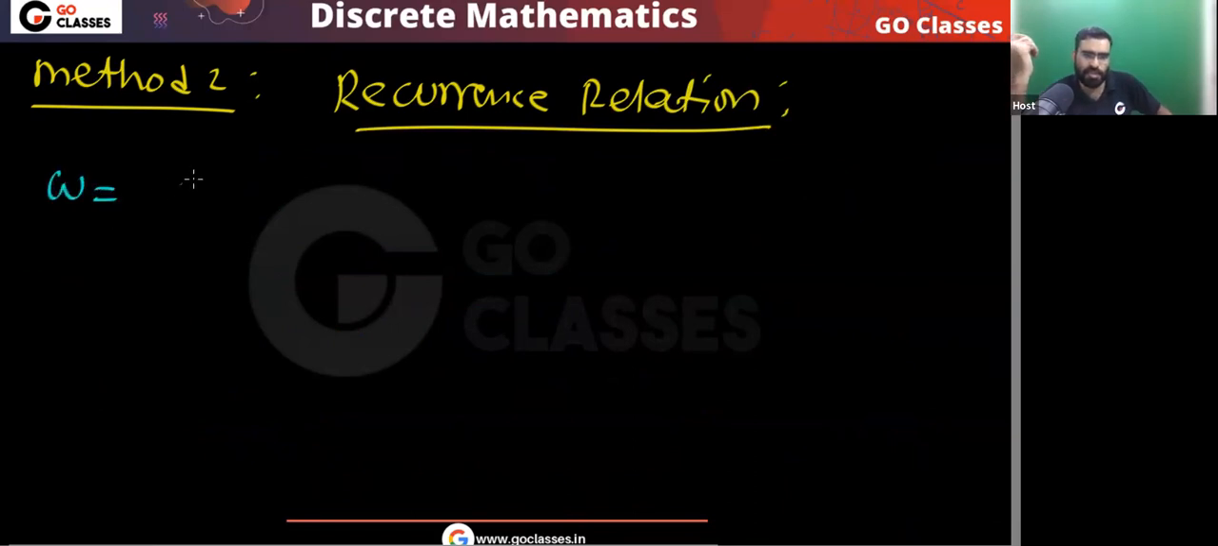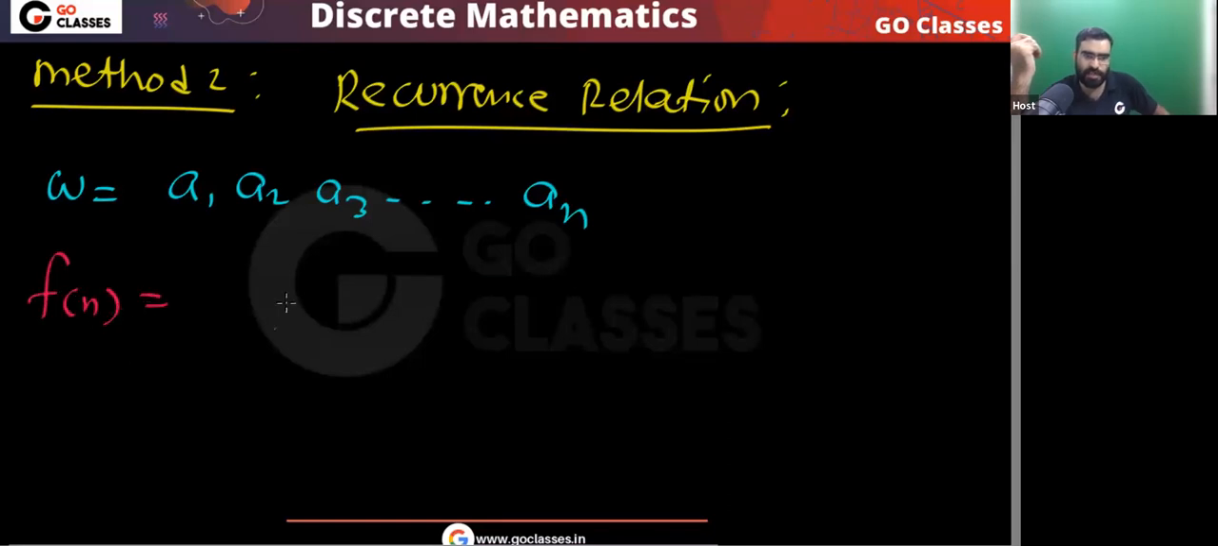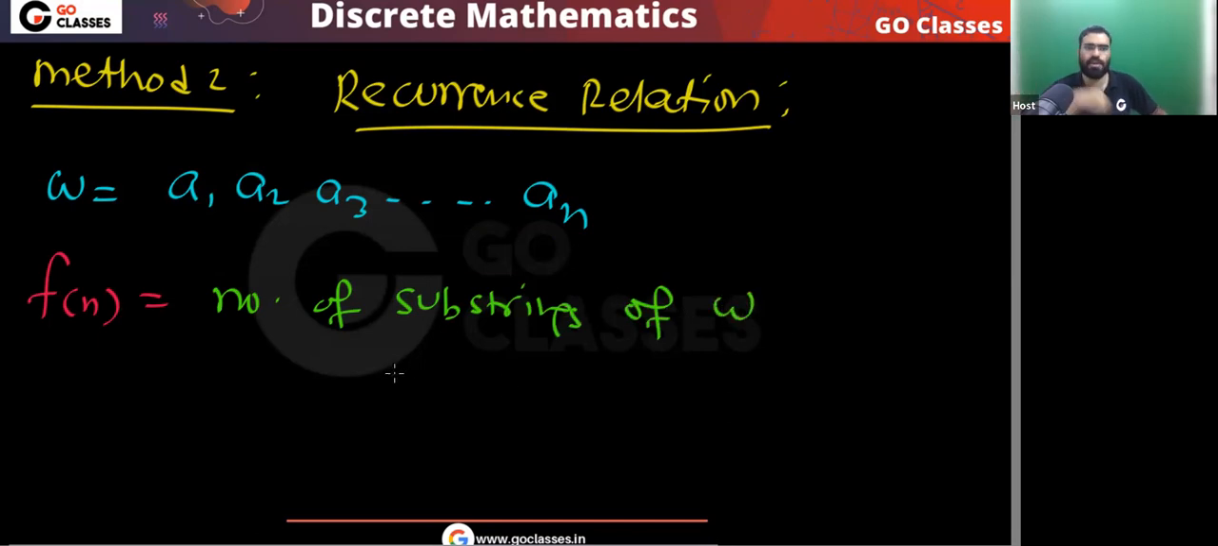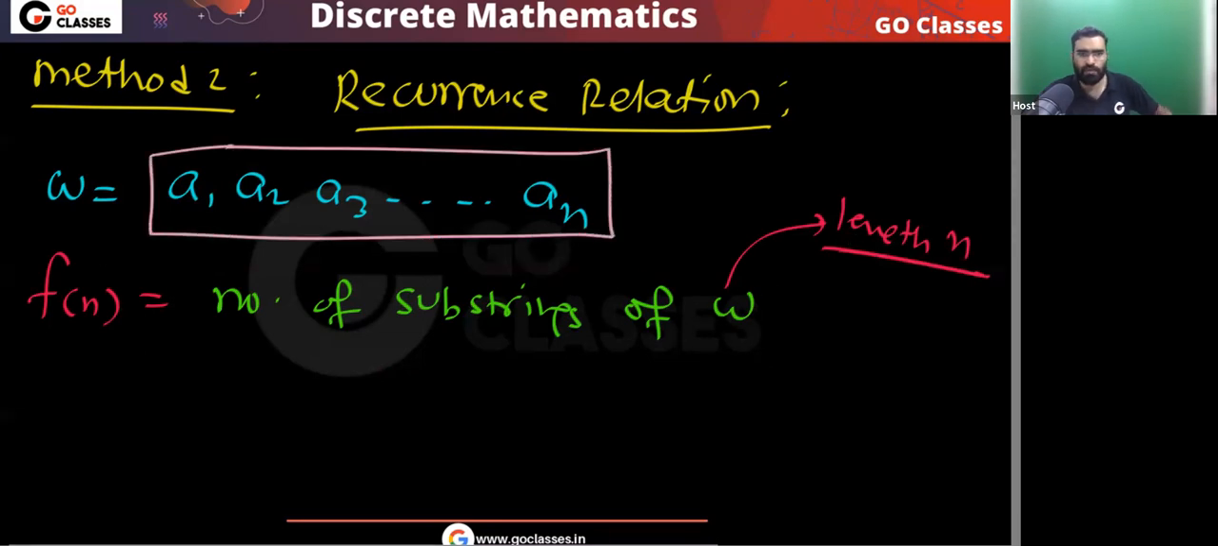So let's assume you have a string a1, a2, a3, and so on up to an. Now let me say what is fn. Fn is the number of substrings of w, where w has length n. You already know w has length n. So very simple, fn is the number of substrings of w.